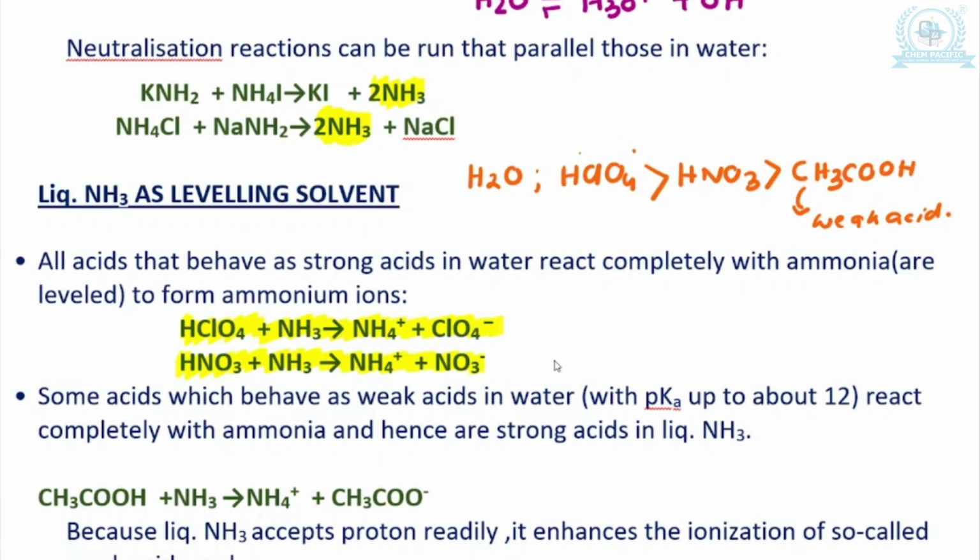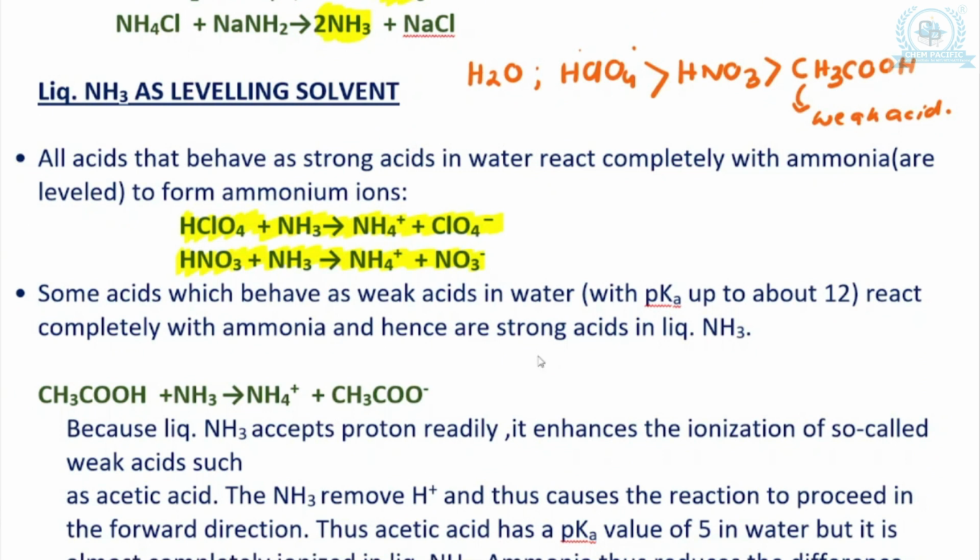But जो कि acetic acid was considered to be a weak acid in water, since the proton accepting capacity of, देखो लिक्विड अमोनिया जो है ये बहुत ही accepts proton readily, so it enhances the ionization of the so-called weak acid such as acetic acid in water. This is very important line. So acetic acid was considered to be weak in water, so don't say that acetic acid is a weak acid, it's an incorrect statement. So acetic acid is a weak acid in water when water is used as a solvent.